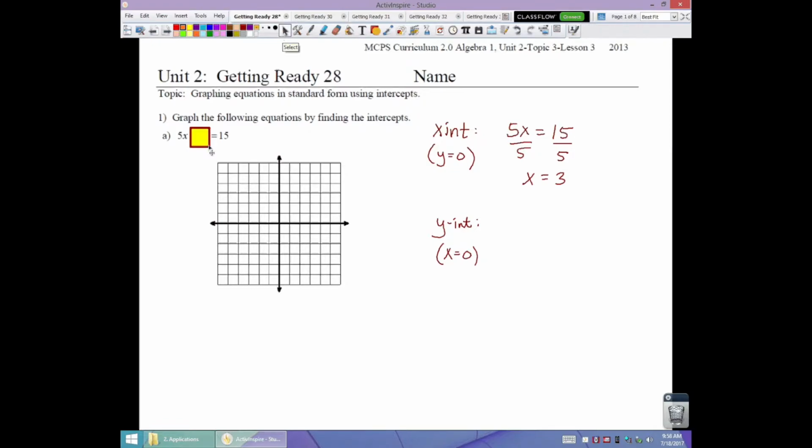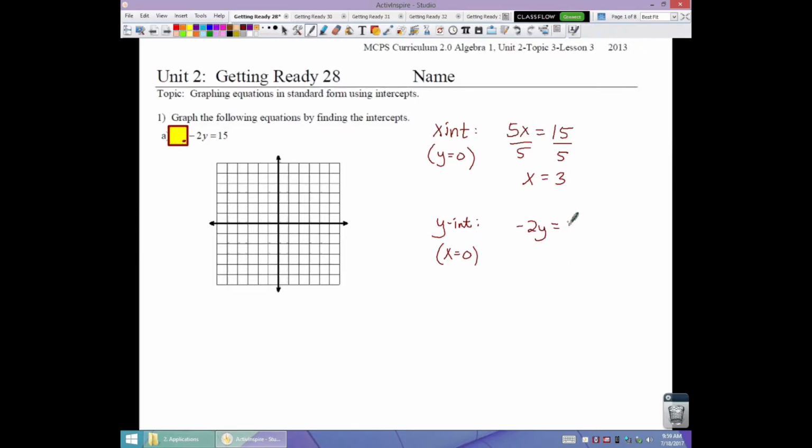To do the y-intercept, we want to replace the x with 0. So if we put a 0 in for this x, 5 times 0 is 0. So adding or subtracting 0 there doesn't affect the equation. We can just consider that 5x gone, and we're left with negative 2y equals 15. To solve that, divide both sides by negative 2. So y is equal to negative 15 halves, or you probably prefer negative 7.5 for the purpose of graphing.